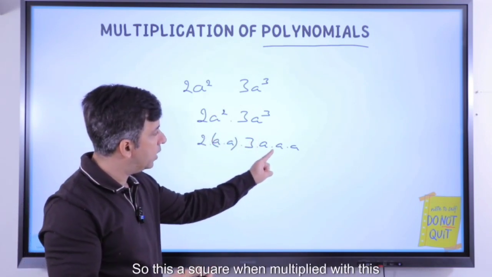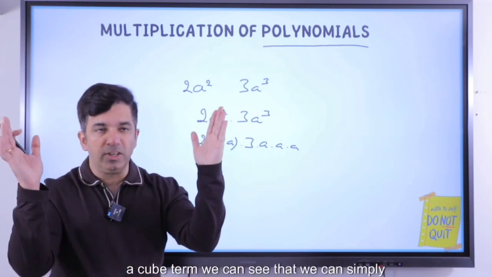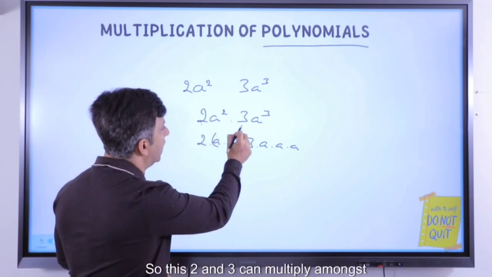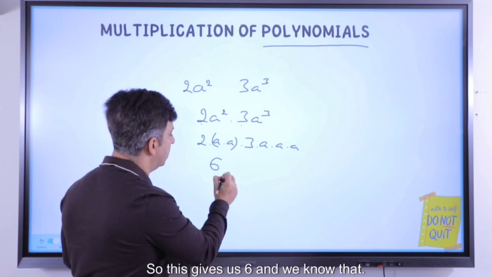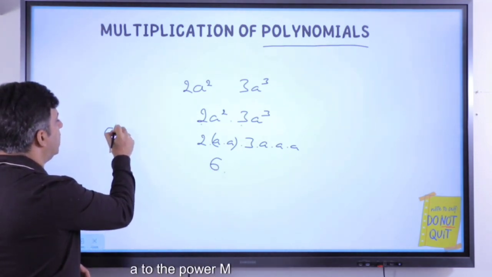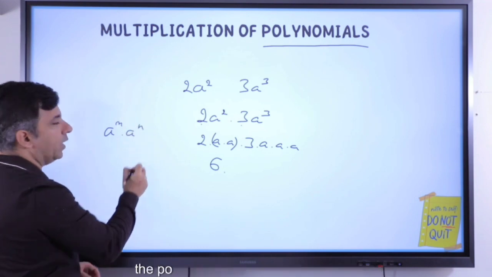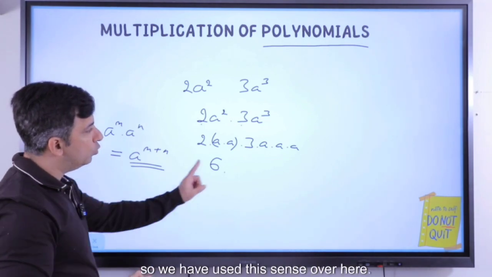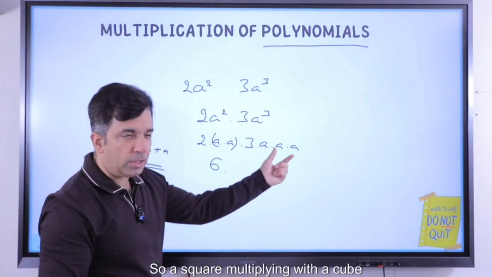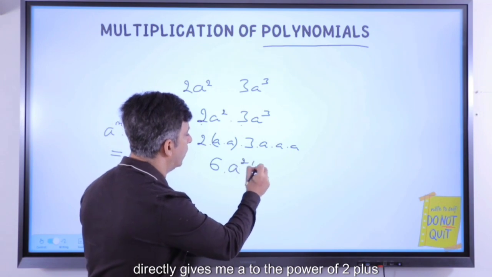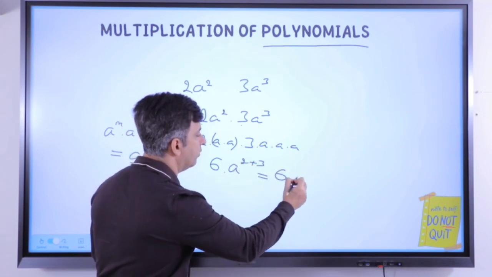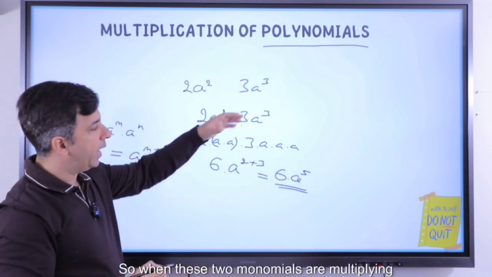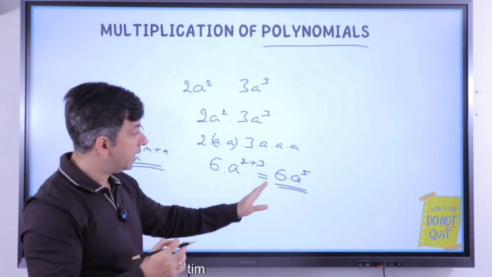So when this a square is multiplied with this a cube term, we can simply combine these two expressions and just add the powers. The 2 and 3 multiply amongst themselves, which gives us 6, and we know that a to the power m multiplied with a to the power n gives a to the power of m plus n. We have used this here. So a square multiplying with a cube directly gives a to the power of 2 plus 3, that is a to the power 5. This is the basic strategy. So when these two monomials are multiplied, the final result would be 6 times a to the power 5.